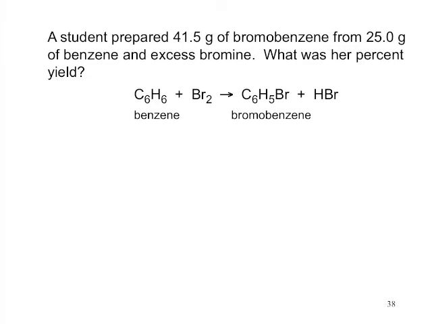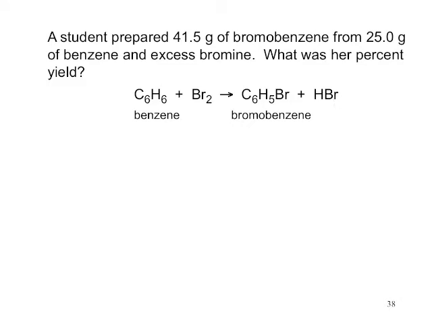A student prepared 41.5 grams of bromobenzene from 25 grams of benzene and excess bromine. What was her percent yield? And you're given a balanced chemical equation: 1 mole of benzene plus 1 mole of bromine reacts to give 1 mole of bromobenzene and 1 mole of hydrogen bromide, or hydrobromic acid if it's in solution.